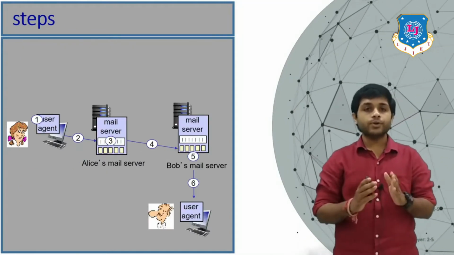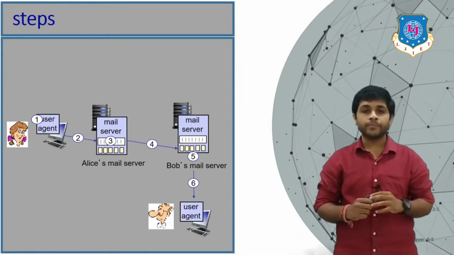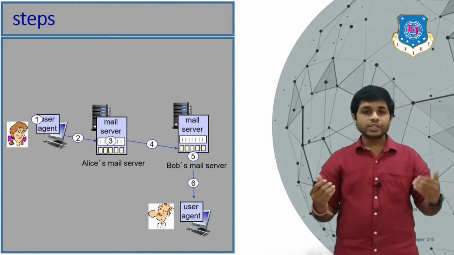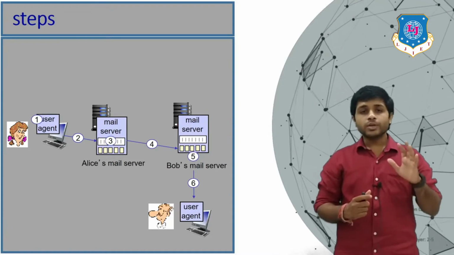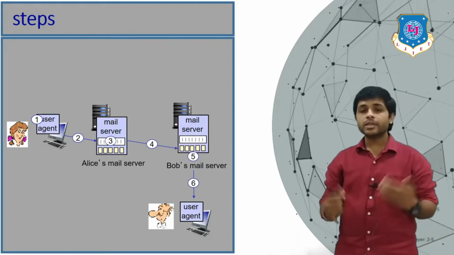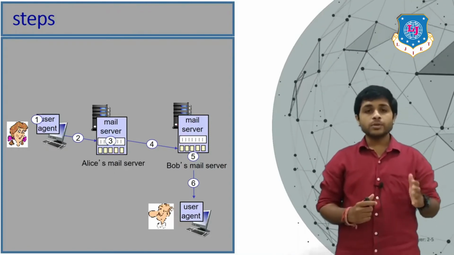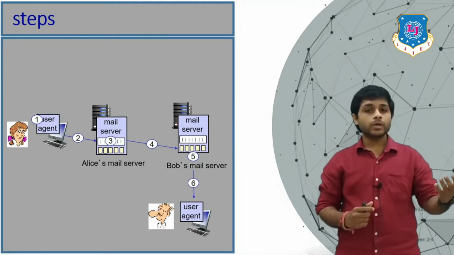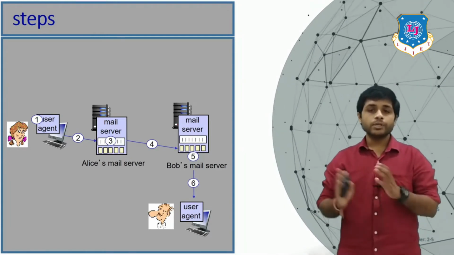Now let's see the steps for email. One person wants to send an email to another person, as you can see on the screen. Each person has their own user agent, and each user agent is connected to their own server. Each service has its own server. For example, Gmail has its own server, Yahoo has its own server, Microsoft has its own server, and so on. Suppose she is using Google, so her user agent is connected to the Google server. If he is using Yahoo, then his user agent is connected to the Yahoo mail server.